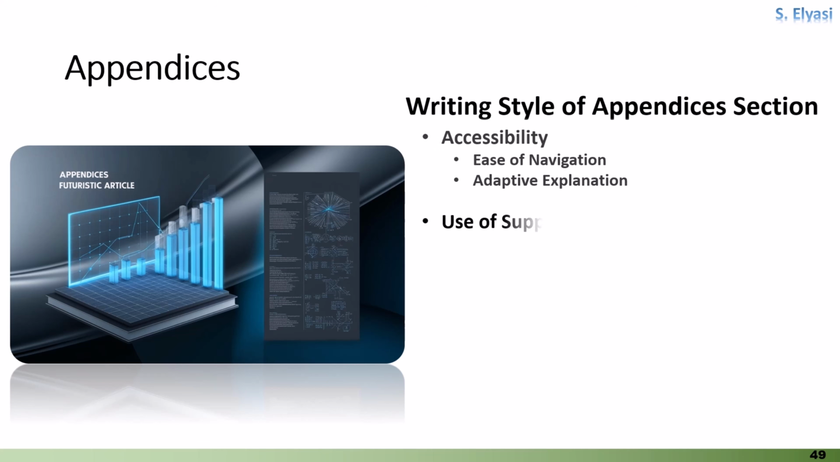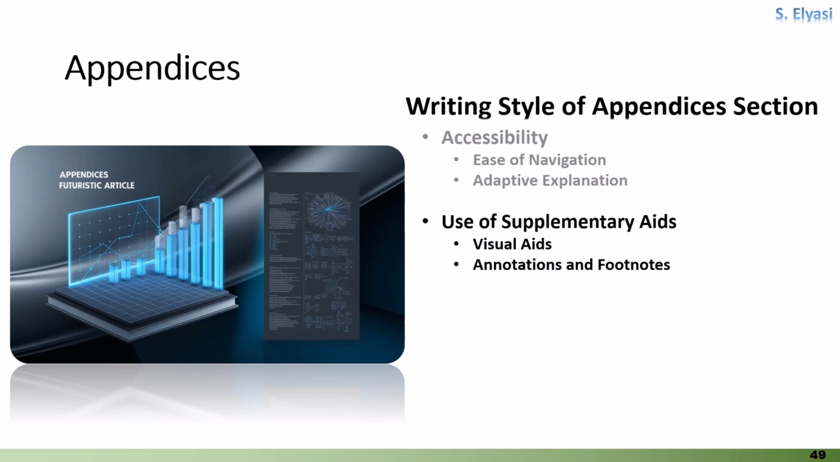Use of supplementary aids. Visual aids. Diagrams, flowcharts, and other visual aids should be used where necessary to illustrate complex processes or data that are difficult to describe textually. These should be clear, well-labeled, and professionally presented to enhance understanding. Annotations and footnotes. Annotations or footnotes can be used to add context to the data presented or to direct readers to related sections within the appendices or the main body of the text.